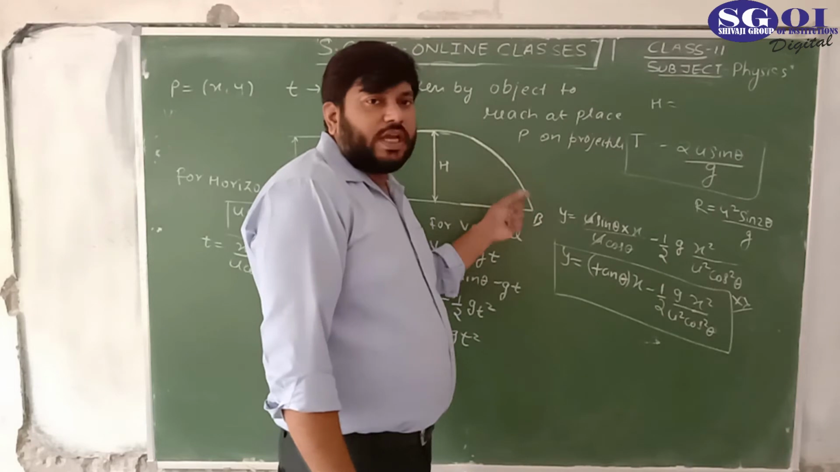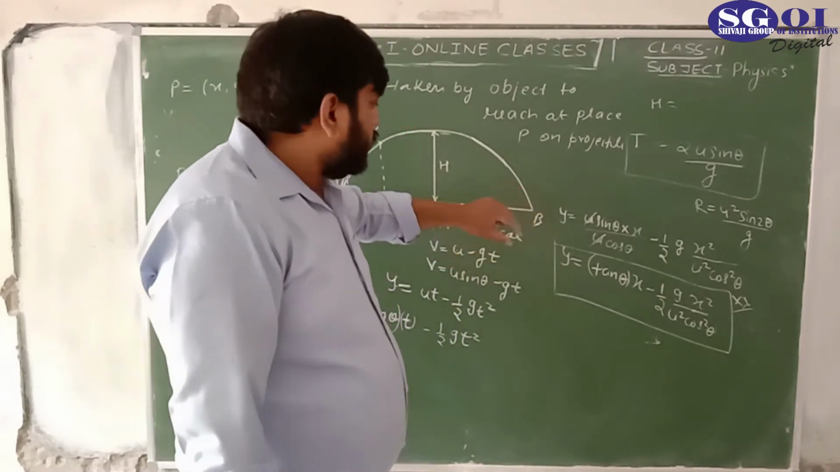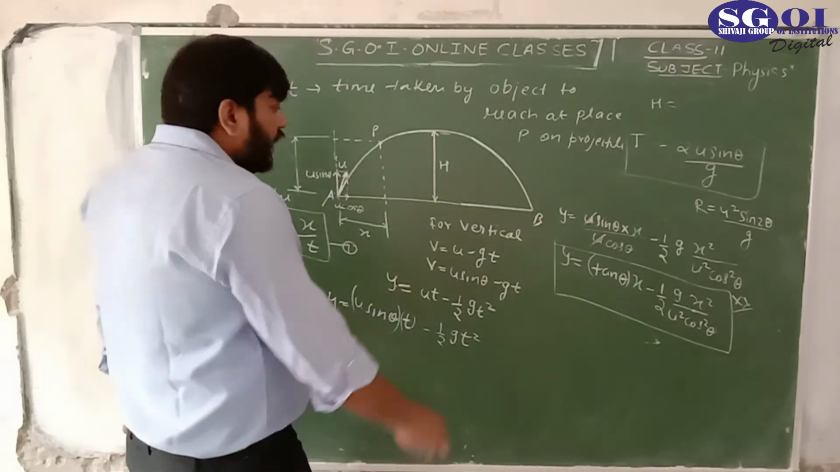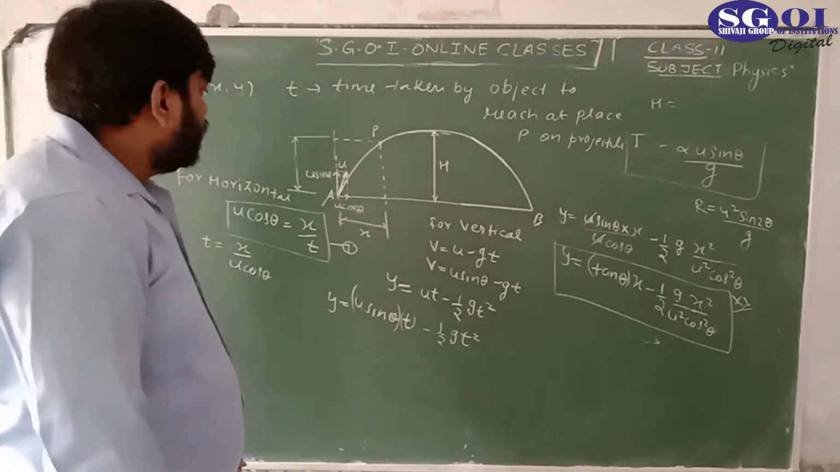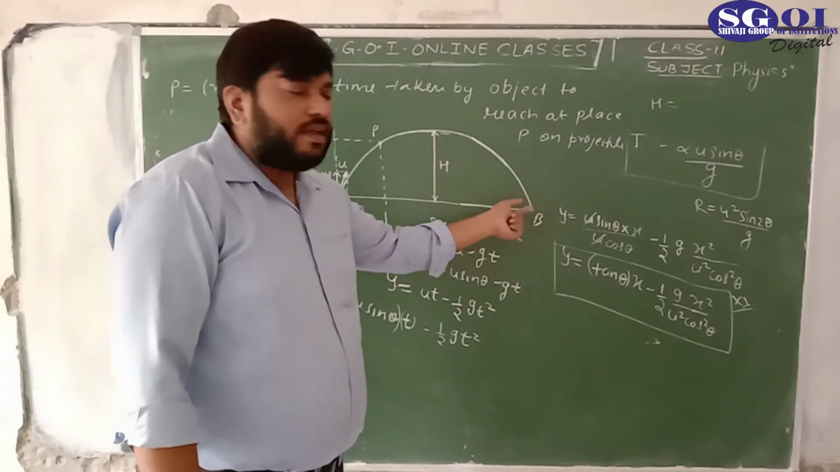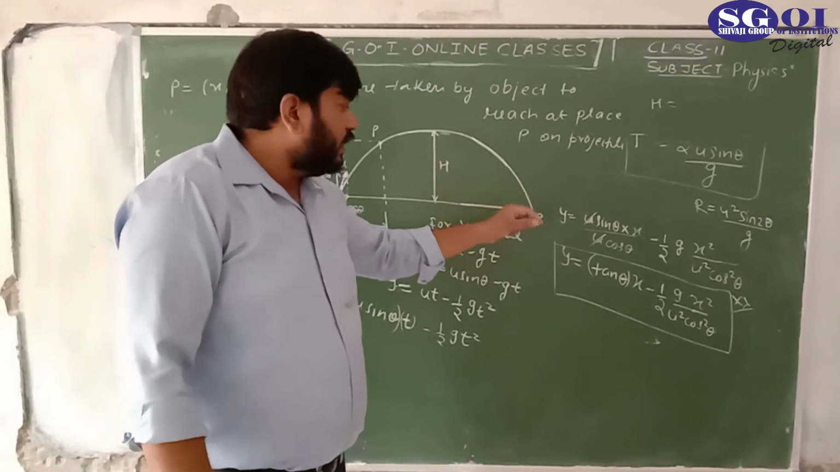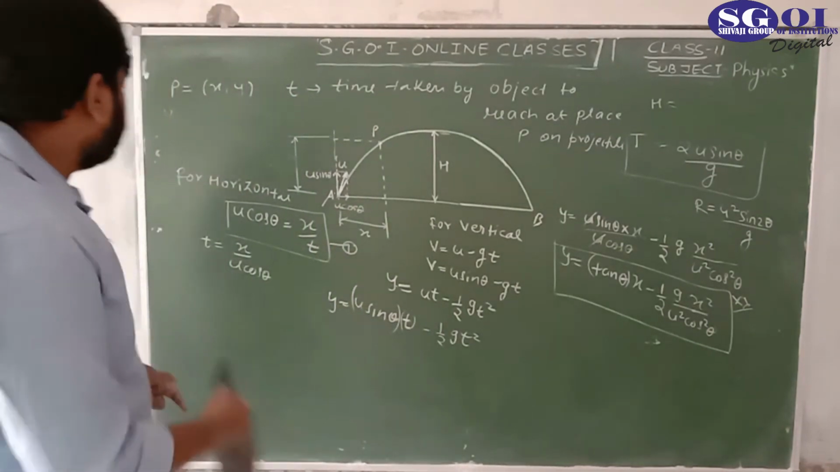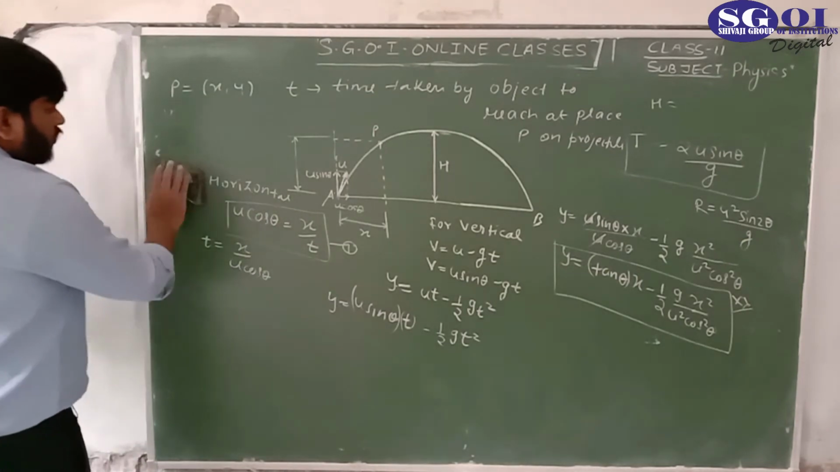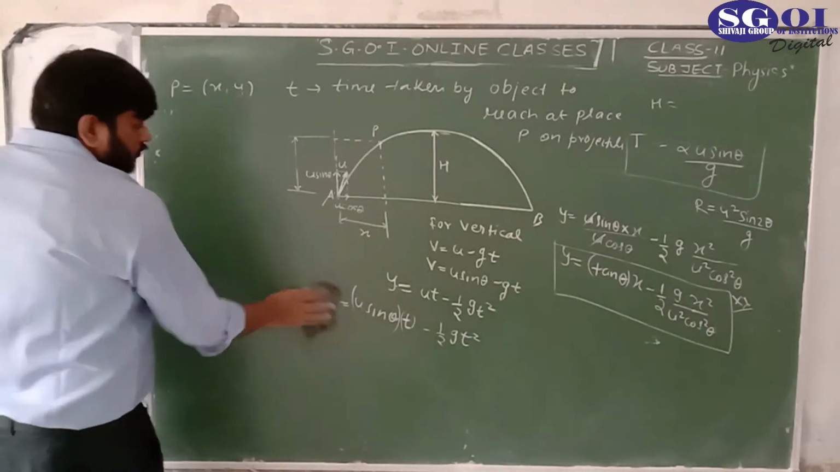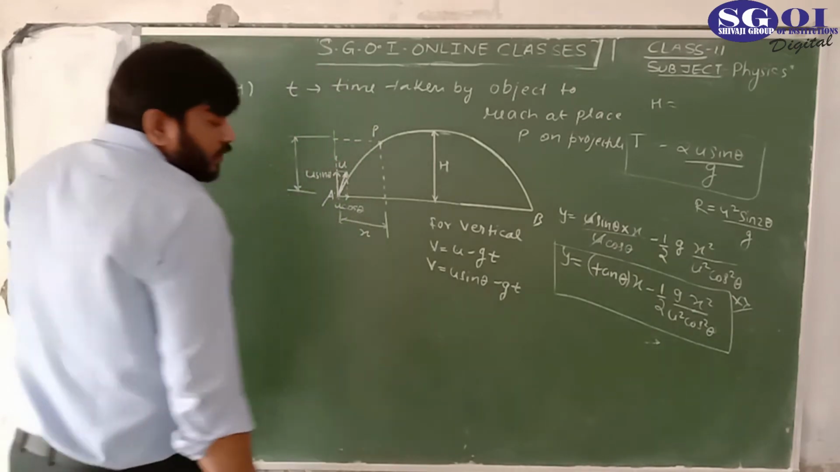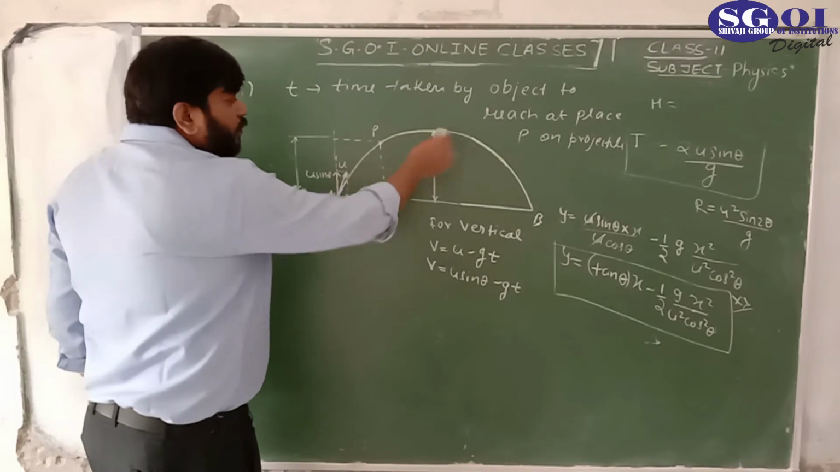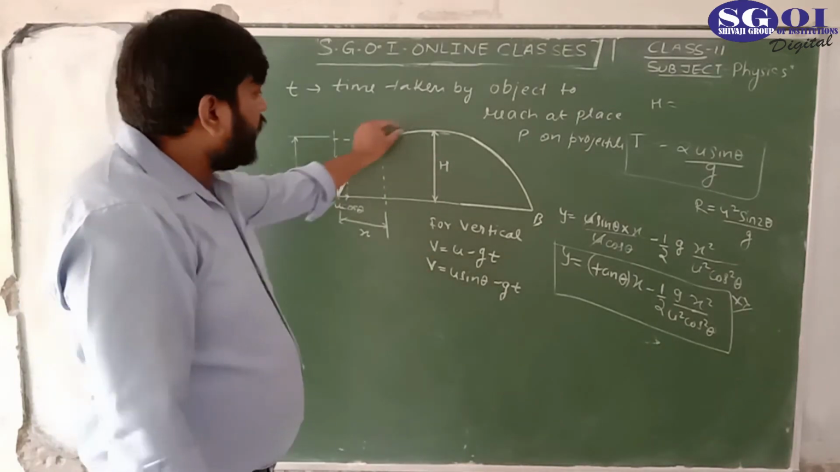At this particular place where the projectile is just touching the horizontal, what is the angle made by the final velocity at this place with the horizontal, and what is the velocity also? So let's solve this particular problem here. And as the object traces the projectile, it is going like this.